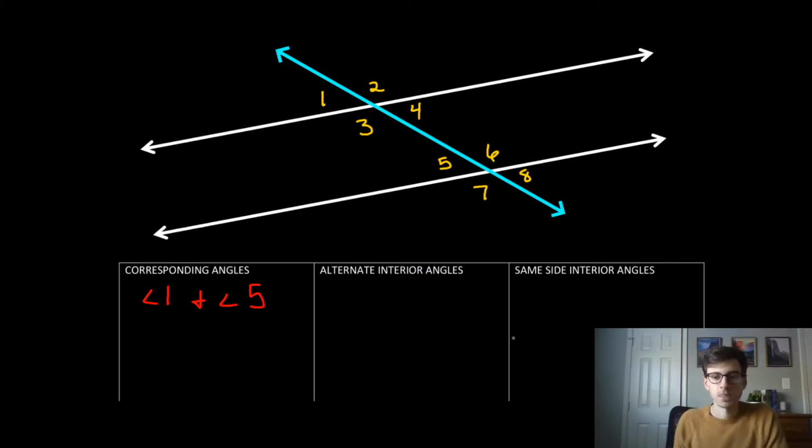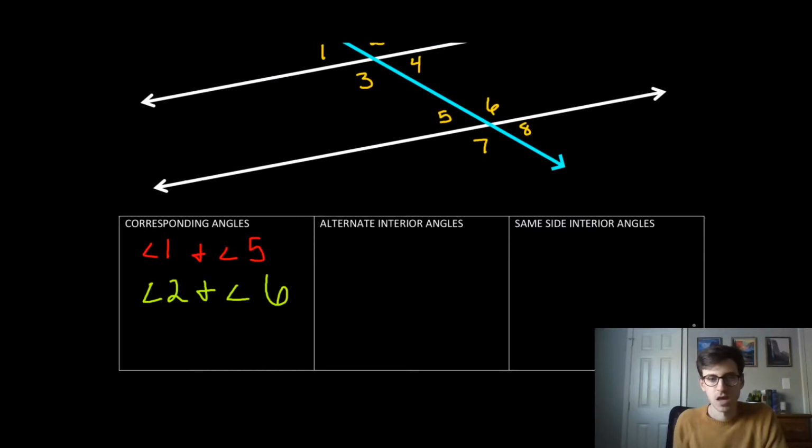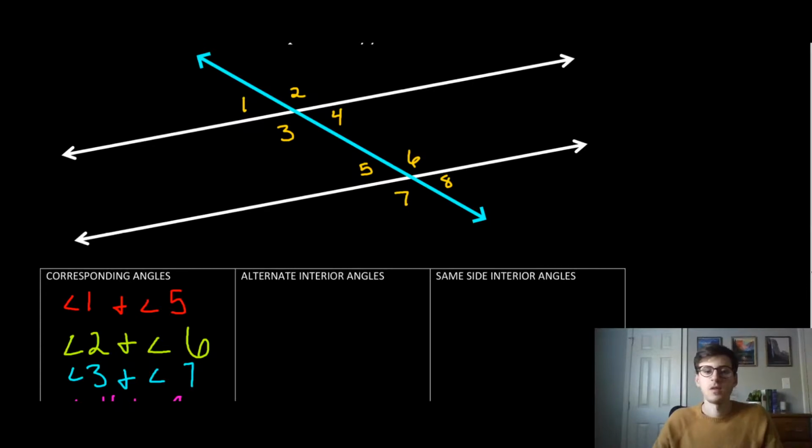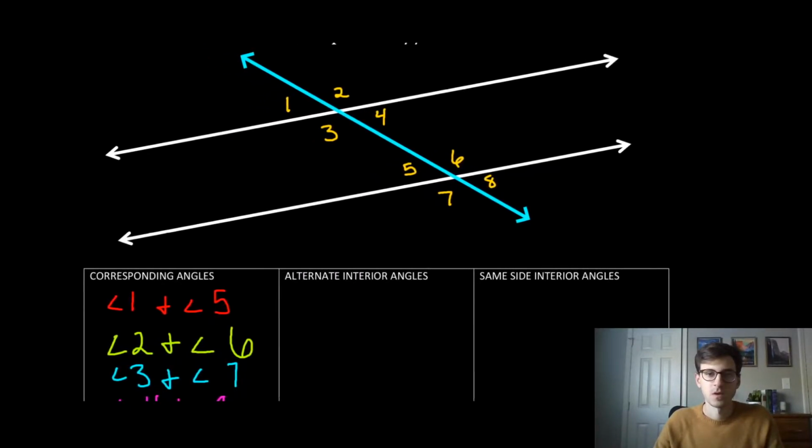I don't even know if I'm going to have enough colors. Angle 2 and angle 6. Sometimes it's tricky for me too to figure it out. Angle 2 and angle 6, angle 3 and angle 7, and last but not least, angle 4 and angle 8. Those are all corresponding angles. Okay, and maybe I can write a little bit smaller as well. That might be helpful.